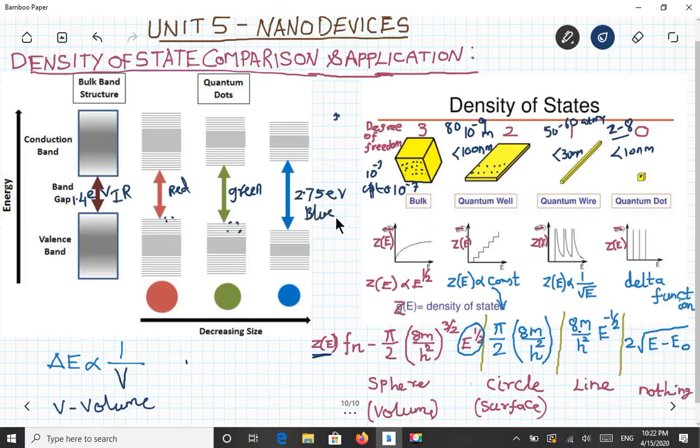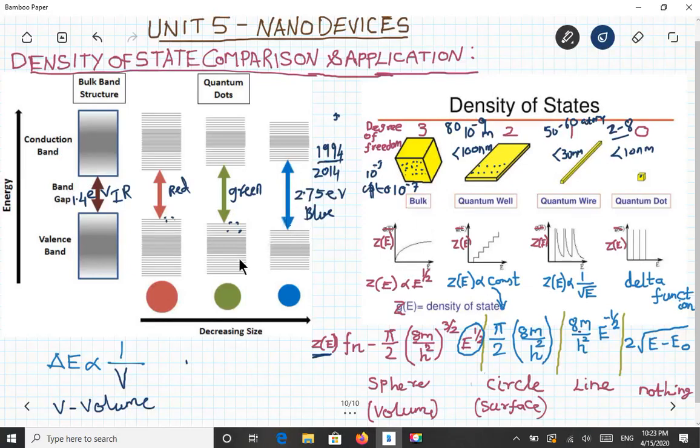That's why, if you see the LED topic, I had already said that in 2014 the Japanese received a Nobel Prize for the discovery of the blue LED. Actually this was discovered in 1994 itself, and it took 10 years to give a Nobel Prize. So in 1994 they had achieved this blue LED.